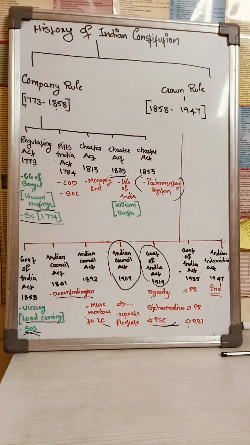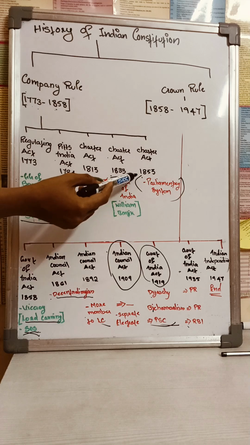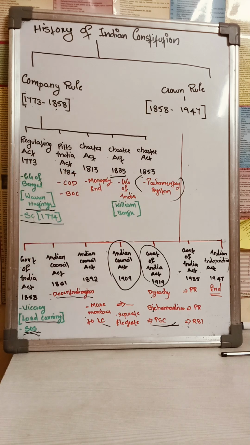Then there were 3 Charter Acts. The Charter Act of 1813 ended the monopoly of the British over Indian trade except for tea and opium. Then the Charter Act of 1833: the Governor General of Bengal was made the Governor General of India, and the first Governor General of India was William Bentinck. Third and the final act is the Charter Act of 1853, which established the parliamentary system.